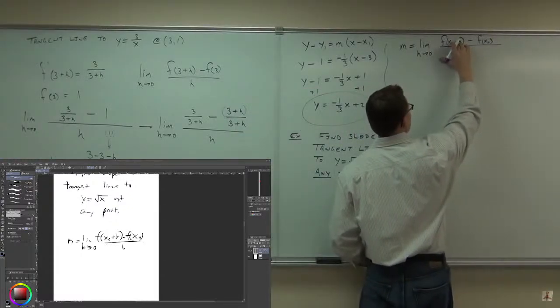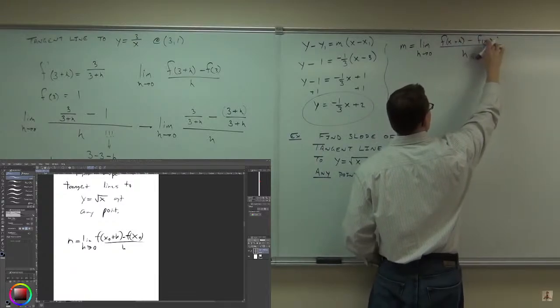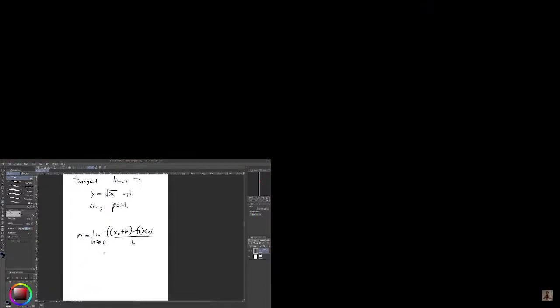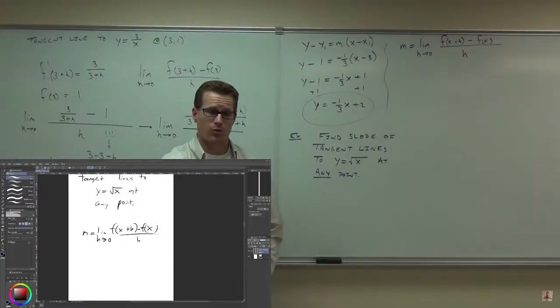Now x0 stands for a specific point, does it not? If we erase that x0, we're going to find it for any point x. You can use x0 if you want to. I think the book uses that as well, but you don't necessarily have to. It would be in general, for any general point.